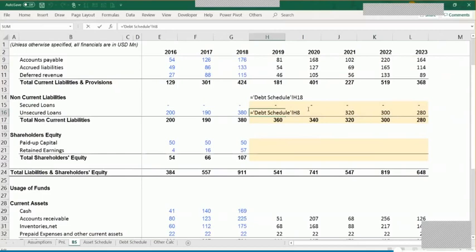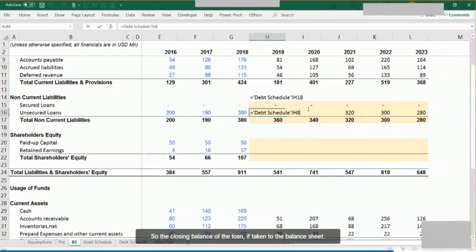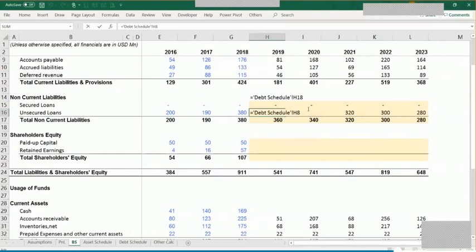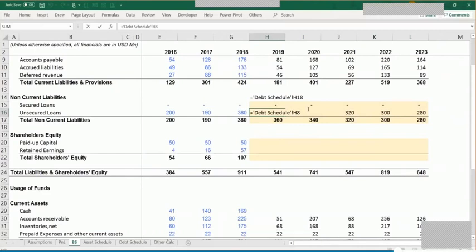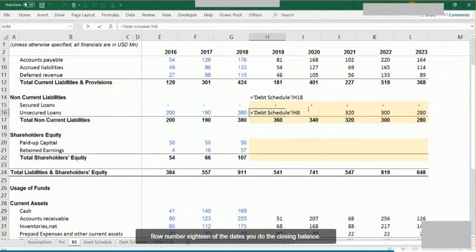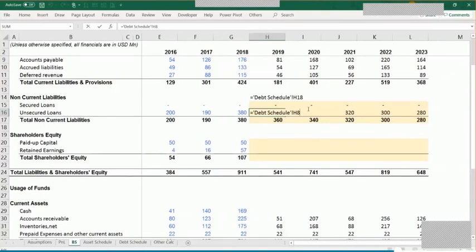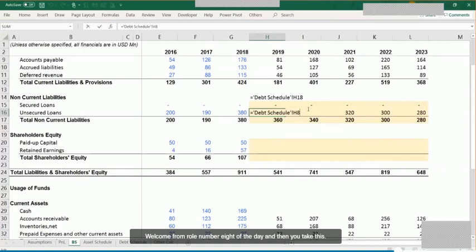The closing balance of the loan we have taken to the balance sheet out here in row number 15 and row number 16. The closing balance of secured loan will come from row number 18 of the debt schedule, and the closing balance of the unsecured loan will come from row number 8 of the debt schedule. And then you take the sum to get the total outstanding loan.